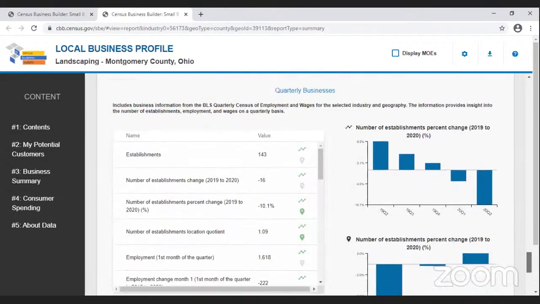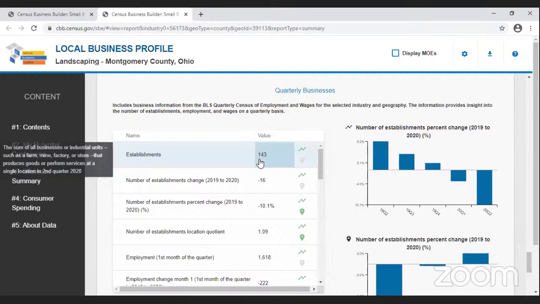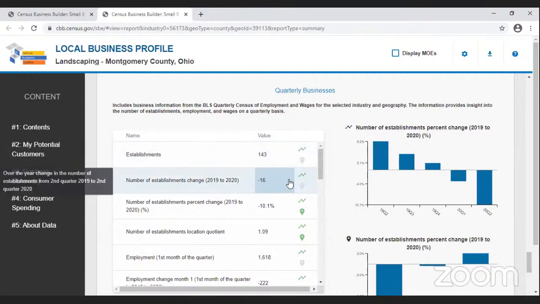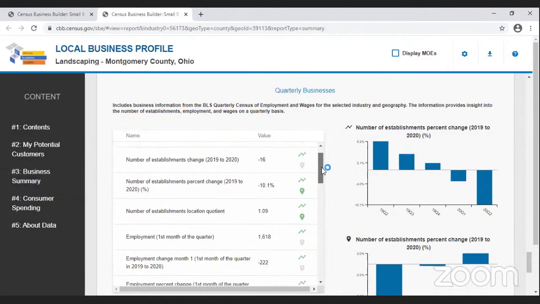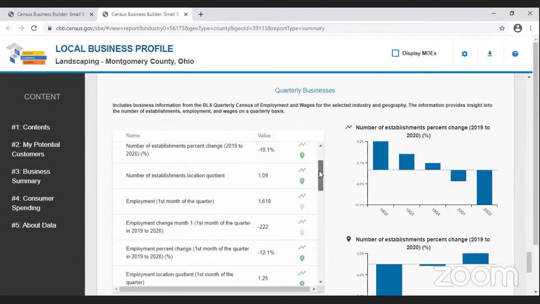Here's the QCW, the Quarterly Census of Employment and Wages from BLS. You can see 143 landscaping businesses. It went down by 16. That's maybe something you'd want to look at. How well is it doing? What happened in the past year? It lost 16 of them. Percent change.